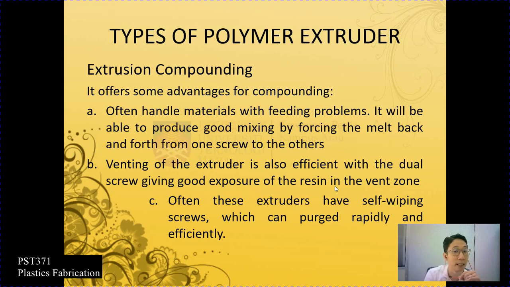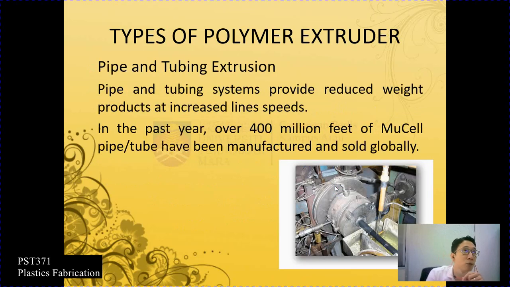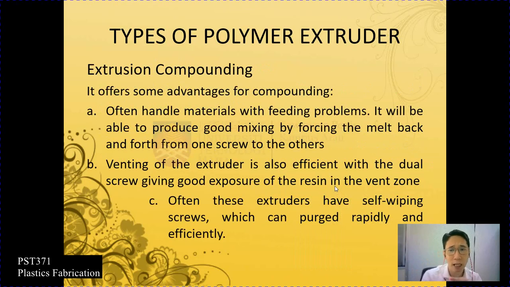So dia boleh bersihkan sendirilah. Okay. Sebab biasanya untuk screw extruder, twin screw extruder ni, dia banyak guna additive. So, bila banyak guna additive ni, from time to time, you kena bersihkan. You kena push the material. Kalau letak colorant, kena keluar colorant sampai bersih. So, with the self-wiping screw ni, so jadi proses untuk cleaning the twin screw is much easier.